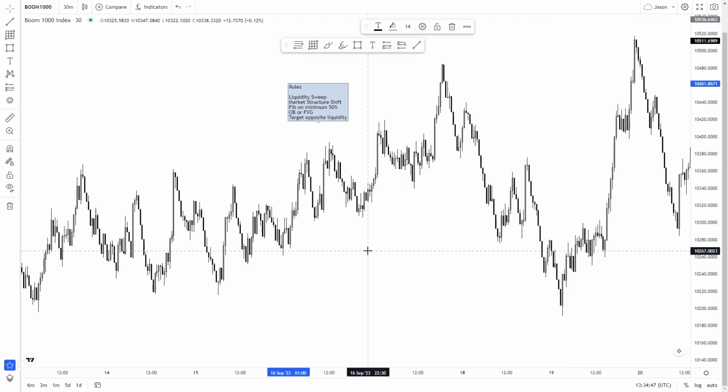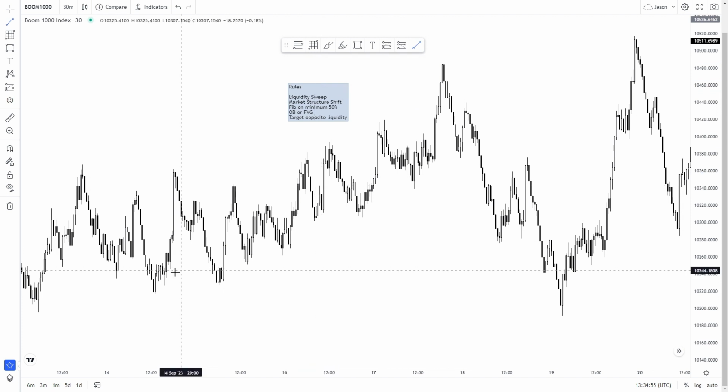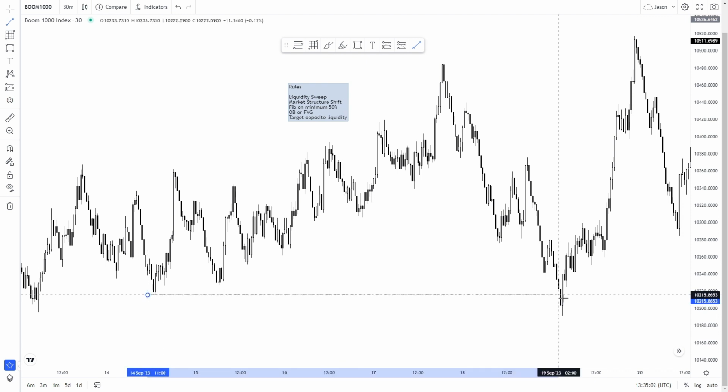Alright, here's another beautiful example. The first thing we look at is for a liquidity sweep. So as we look at the markets, we can see yes, equal lows here, equal lows here. So I would mark that out.